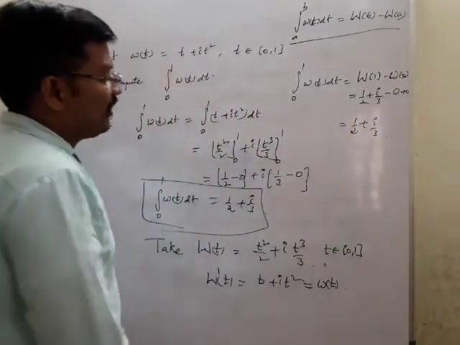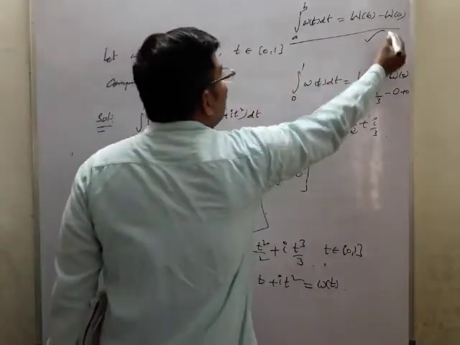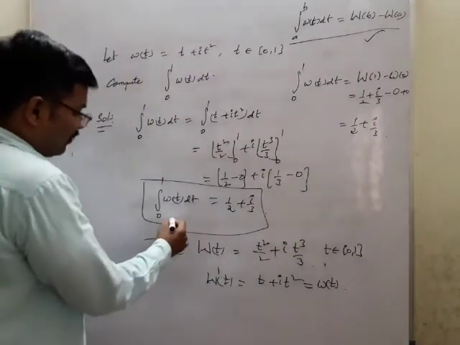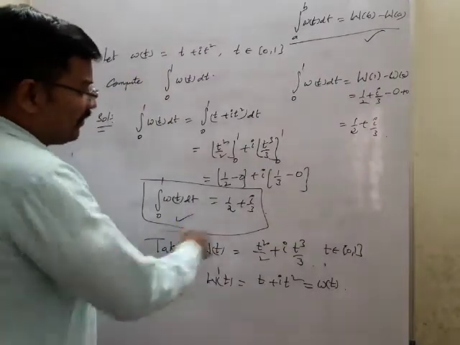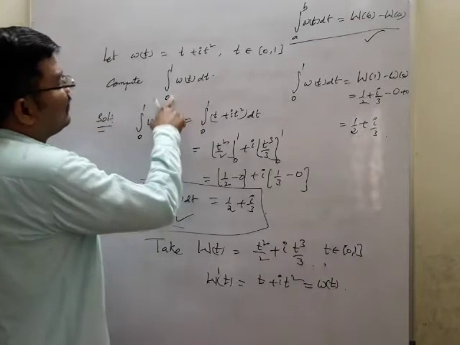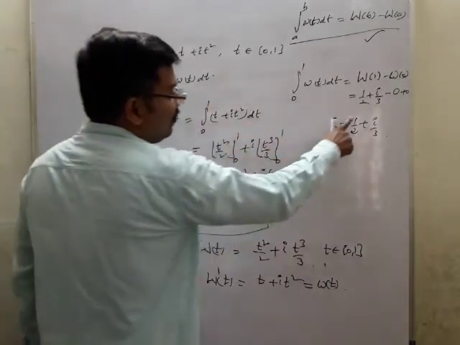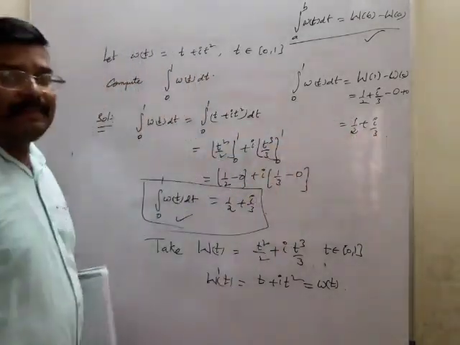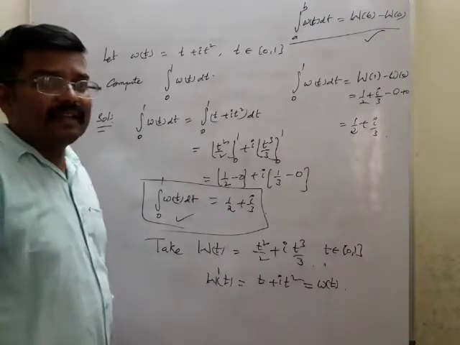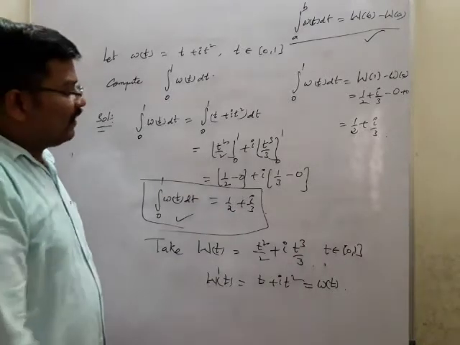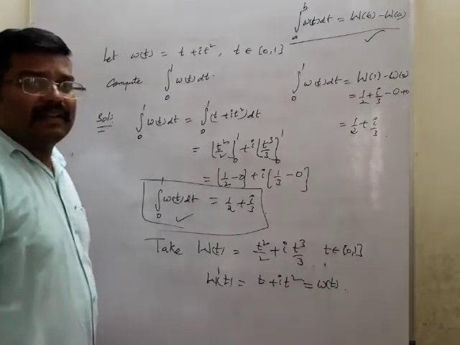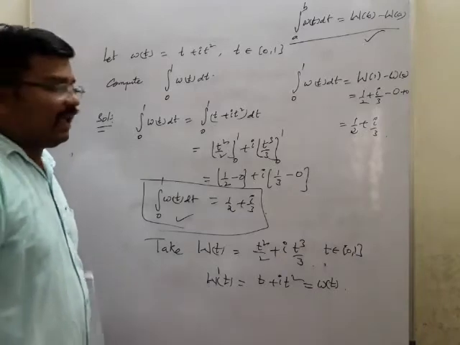So therefore we have proved the RHS and we have proved the LHS also. We can say that the integral from 0 to 1 of w of t dt is equal to 1 by 2 plus i by 3. This is how we can do the problem by using the fundamental theorem of integral calculus.